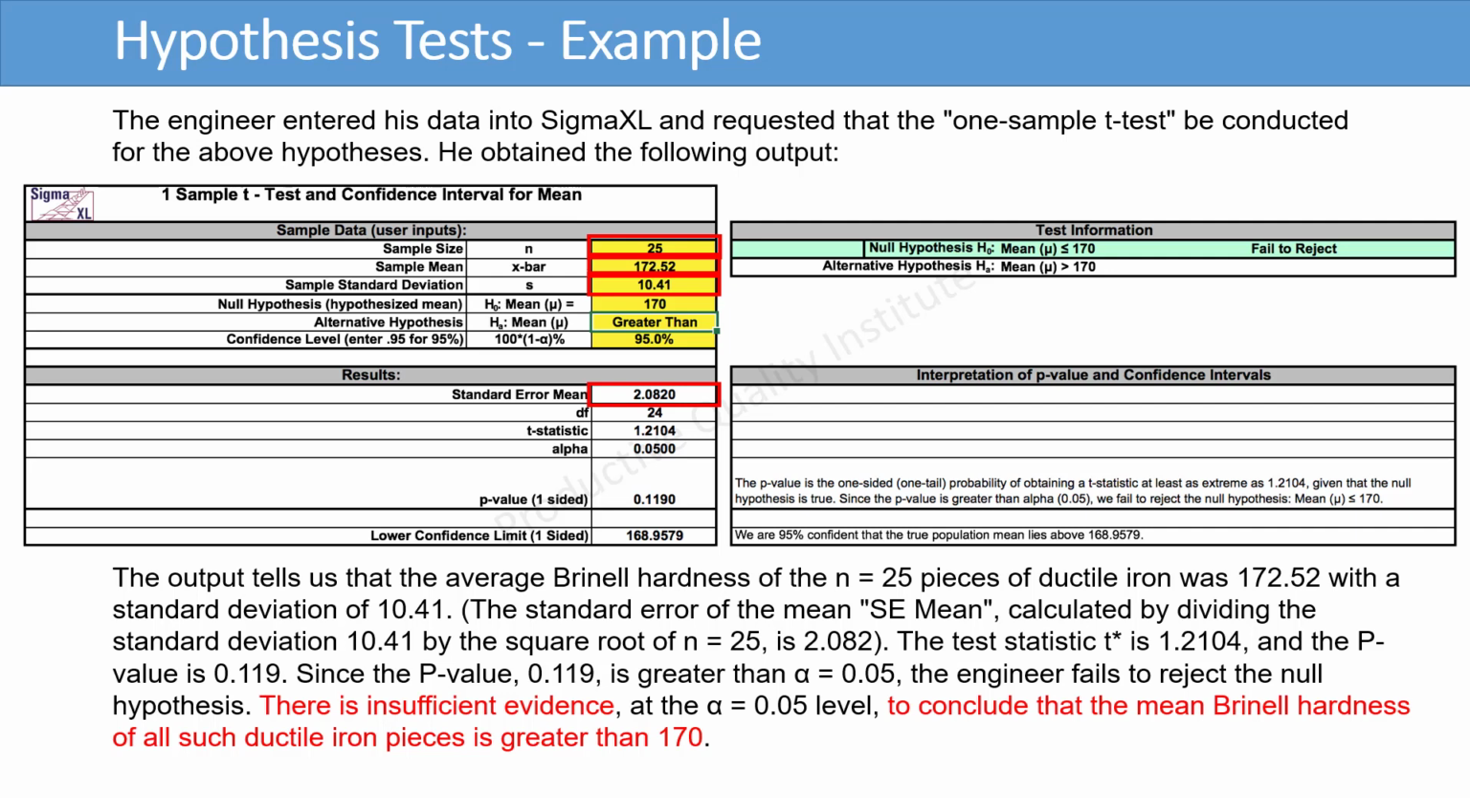The test statistic T is 1.2104, and the p-value is 0.119. Since the p-value, 0.119, is greater than alpha, which is equal to 0.05, the engineer fails to reject the null hypothesis. There is insufficient evidence, at the alpha equal to 0.05 level, to conclude that the mean Brinell hardness of all such ductile iron pieces is greater than 170.